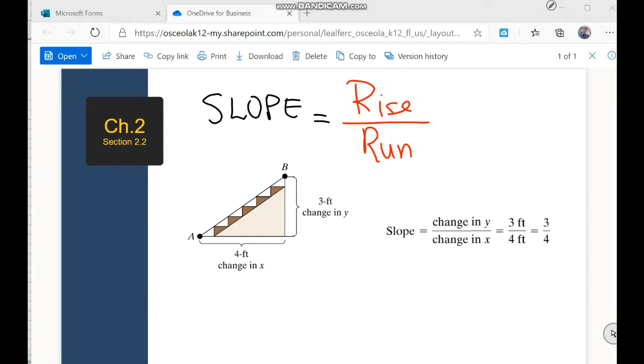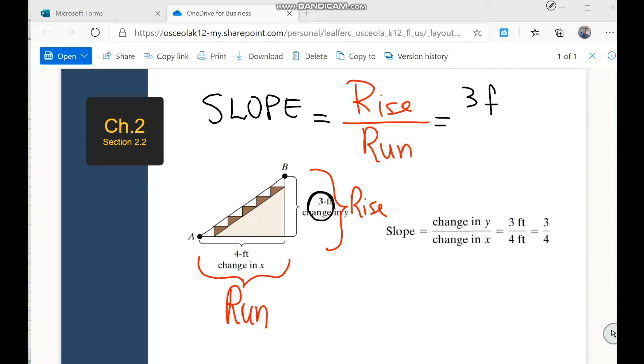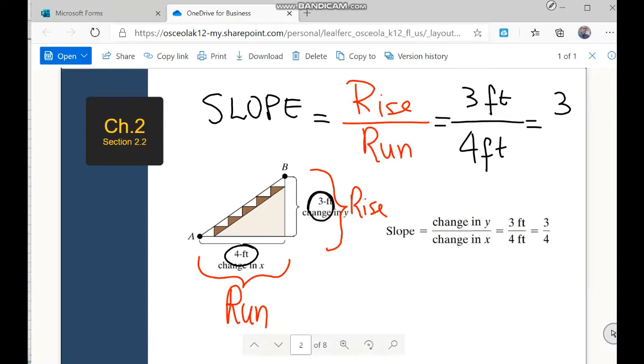We're going to apply it to this stair. Rise is always the vertical distance. This is rise. And the run is always the horizontal distance. This is going to be run. In this example, rise is the vertical distance, 3 feet. And run is the horizontal distance here, 4 feet. That means for this stair, the slope is going to be 3 over 4.